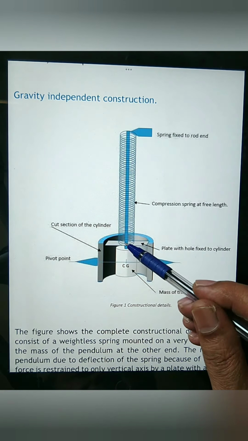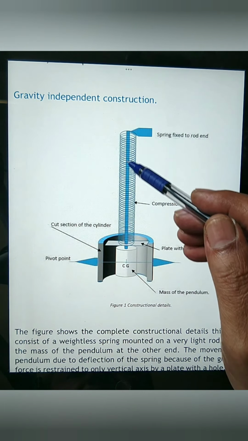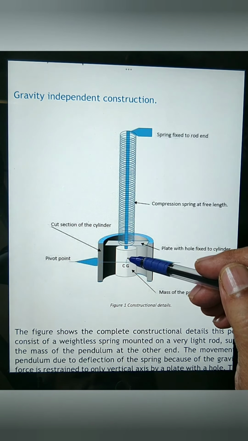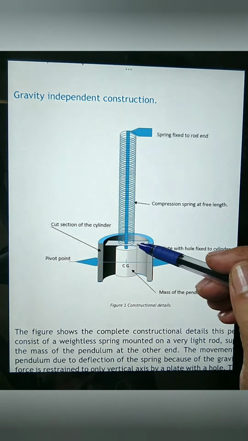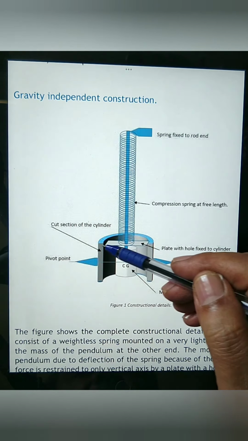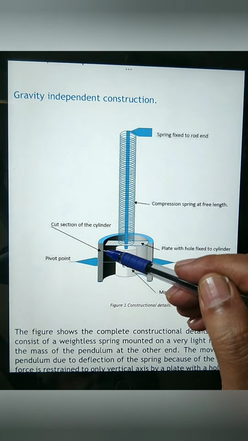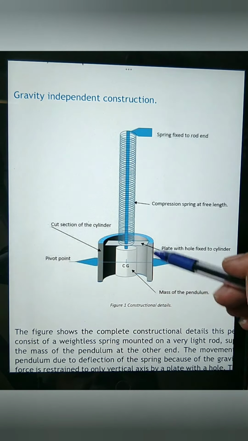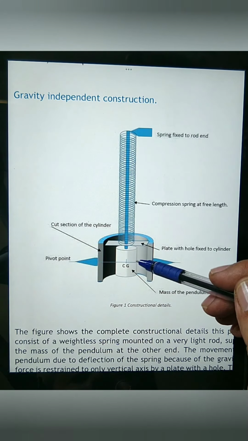There is a plate here with a hole facilitating only this small slender rod to pass through. The plate is fixed here and there to this cylinder. The cylinder, of course, here is full. It is shown here in cut section so that you can understand it better.